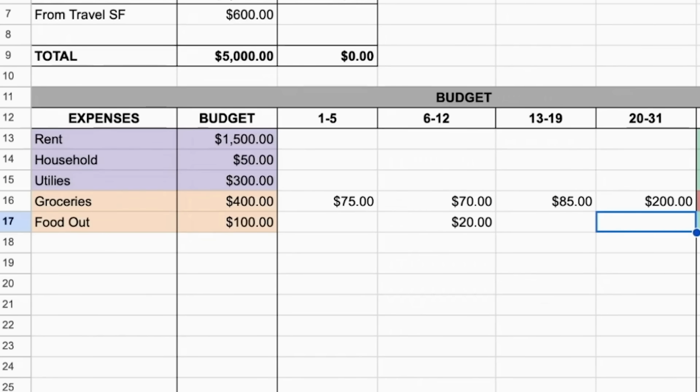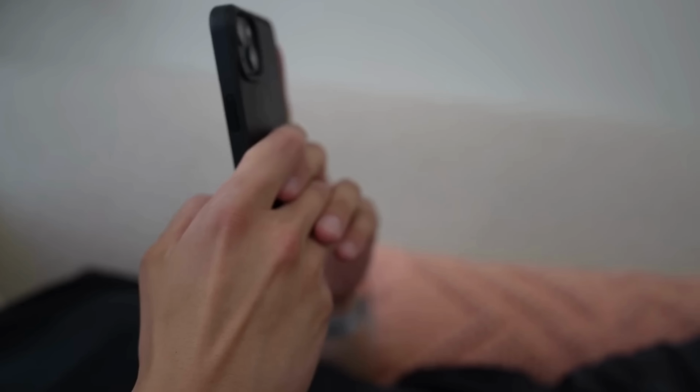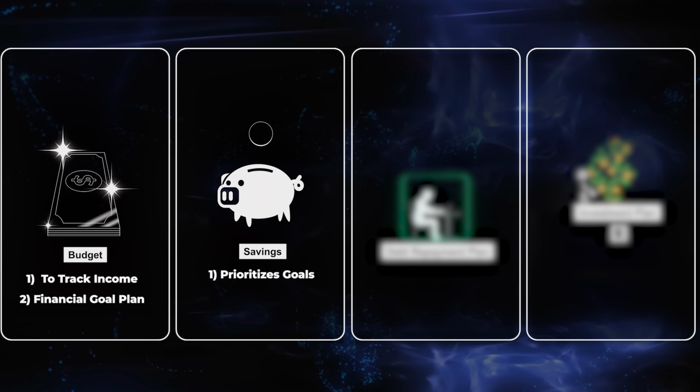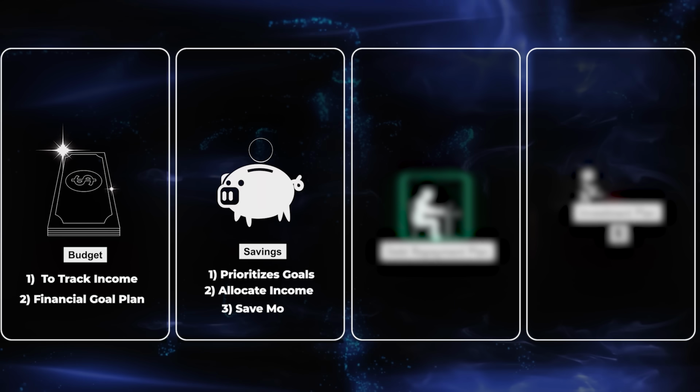There are a lot of different apps you can use to determine how much money is coming in and what the plan is for achieving your financial goals. Then you need a savings plan, which is specific to what you're saving for and how much money you want to be saving for all of your different goals. This will help you prioritize your goals, allocate your income, and build up your savings.